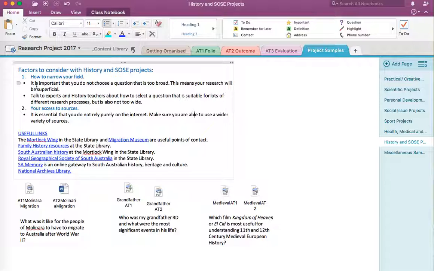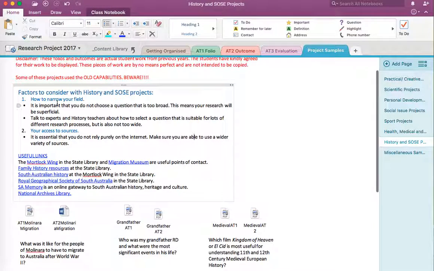So factors to consider with historical and SOSE projects. Often these can be very, very broad, so looking at narrowing your field. It's very important that you don't choose a question that is enormous. It's highly recommended to talk to experts and history teachers who know about these fields so that you can narrow it down to a question that is both suitable for lots of different research processes but is also not too wide.